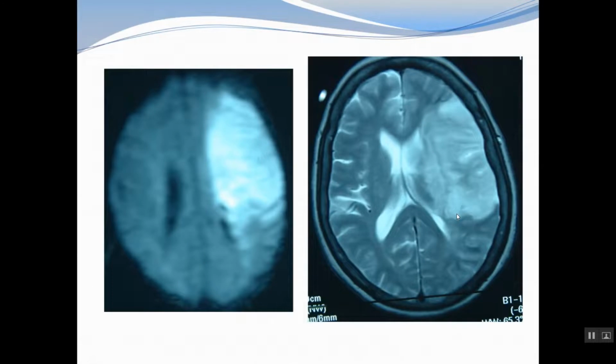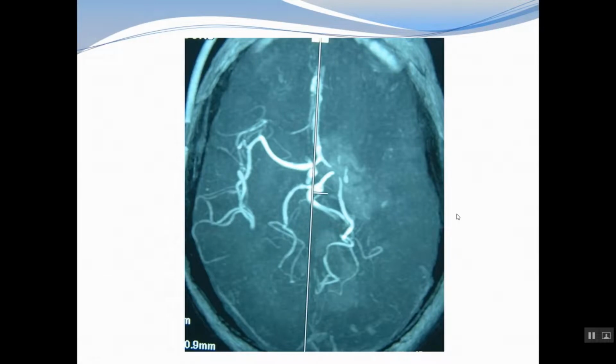This is a case of massive infarction of the left middle cerebral artery on T2 and perfusion. This is the MR angiography of the circle of Willis. You see there is no flow in the left middle cerebral artery in comparison to the right middle cerebral artery.